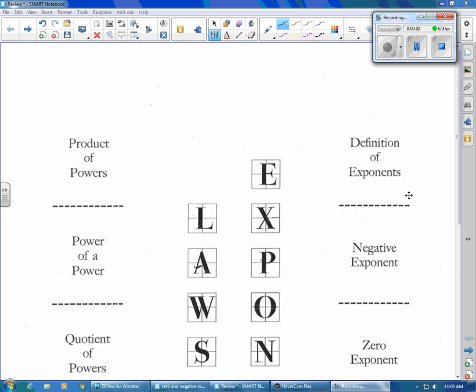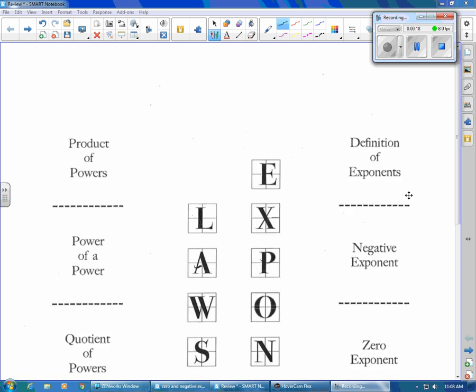We are in Module 1. We are finishing up the first topic, which was the properties of exponents, and we're beginning our review for the summative assessment that's coming up. So this is your video 5 or your lesson 5, the beginning of a review.